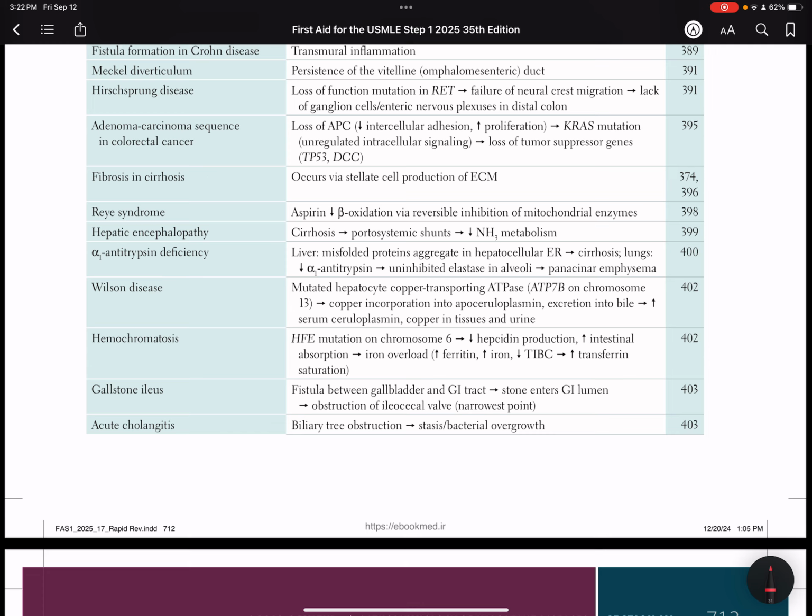Next is Hirschsprung's disease, which is loss of function mutation in RET. Hirschsprung disease is loss of function mutation in RET, which leads to failure of neural crest migration, causing lack of ganglion cells, enteric nerve plexus in distal colon.